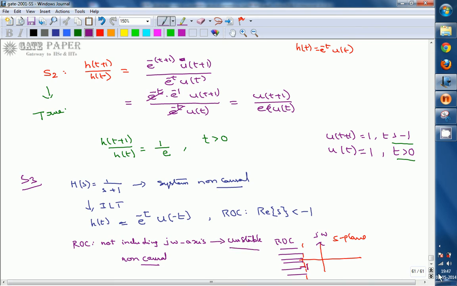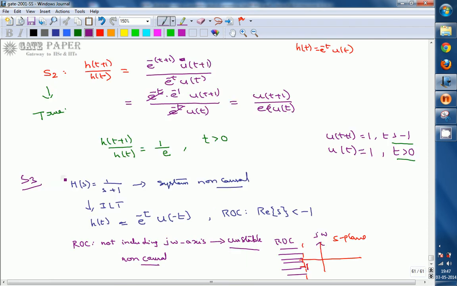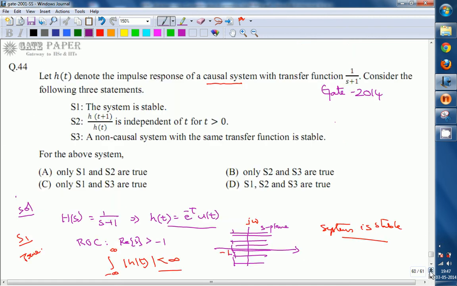So what is given here? A non-causal system with the same transfer function is stable is given. So statement 3 is false here. Out of the three statements, S2 is true and S1 is also true. So out of the four options, S1 and S2 are true. Option A is the correct answer.